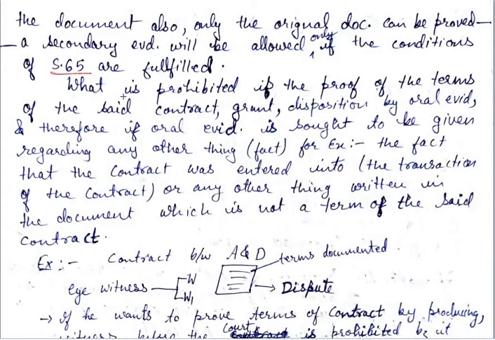The next para. What is prohibited is the proof of the terms of the said contract, grant or disposition by oral evidence. And therefore, if oral evidence is sought to be given regarding any other thing or fact, for example, the fact that the contract was entered into, the transaction of contract, which means जो contract का transaction हुआ, or any other thing written in the document which is not a term of the said contract, it can be proved by oral evidence. So this is the first part of 91.